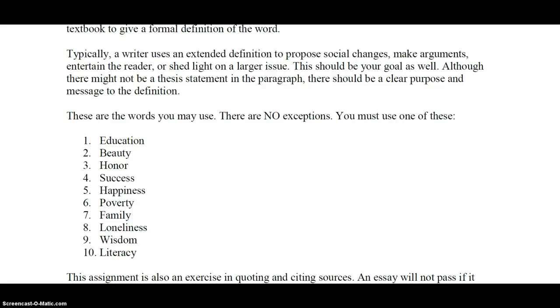Now that doesn't mean you can ignore the nuances of the word, but it means that you have to realize you only have a paragraph. So you're going to have a clear purpose. And I think these purposes are great: to propose social change, make an argument, entertain the reader, or shed light on a larger issue. So be thinking about this as you write your definition. What's my overall goal and purpose in writing this?